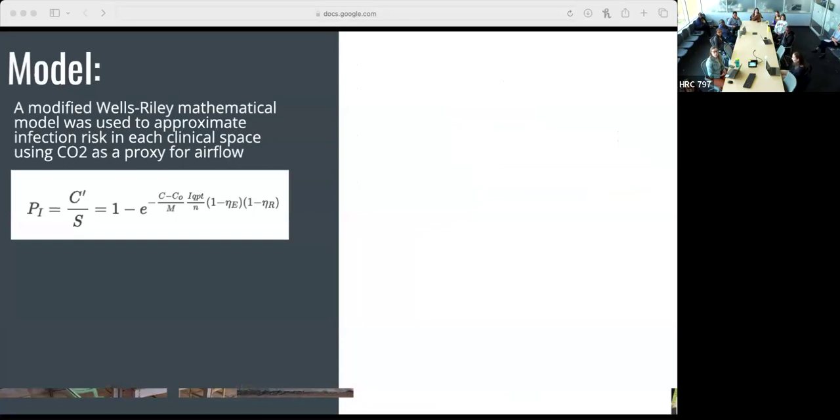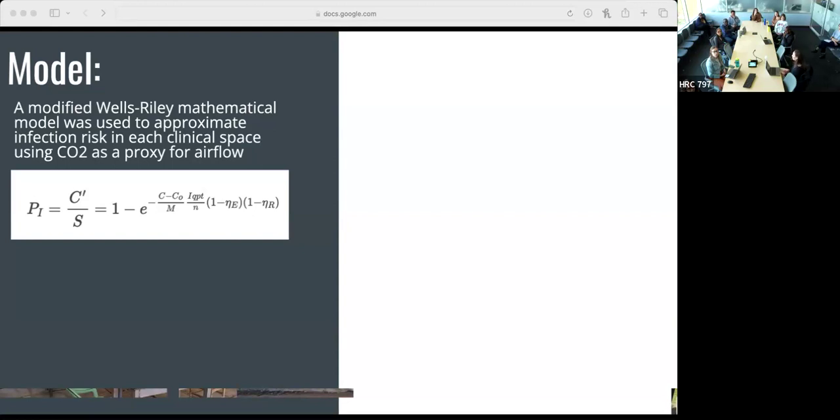So next I wanted to talk a bit about the model we used for the analysis. We used a modified Wells-Riley mathematical model to approximate infection risk in the clinical space. So the traditional Wells-Riley model is used in epidemiological studies to estimate the risk of infection transmission in healthcare settings. It takes into account room ventilation, airflow patterns, patient interactions, and dispersion of infectious droplets. This model typically requires advanced, expensive tools to measure in controlled environments.